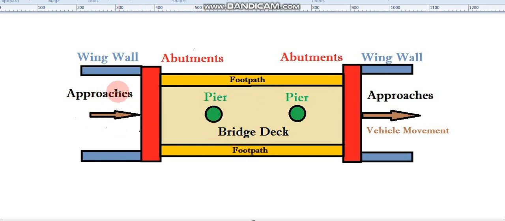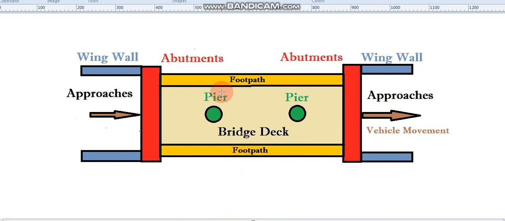This one is the approach, from where the vehicles move onto the bridge. This arrow indicates the vehicular movement in this direction or in this direction. The abutments are connected with these wing walls. These are the wing walls at both the ends of the bridges. So these are the basic components of the bridges.